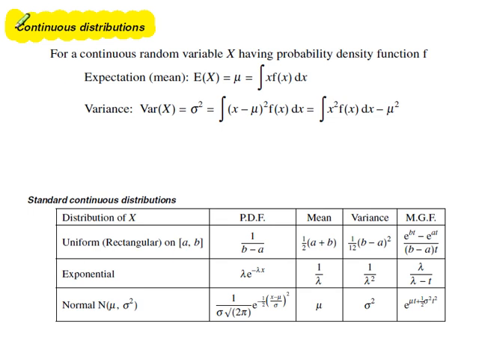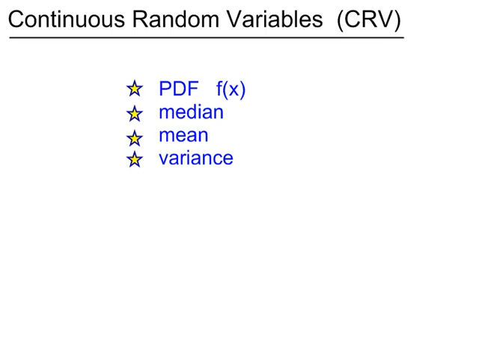And here is the section on continuous distributions, and x here is a continuous random variable, and the normal probability distribution is a good example of something that's a continuous probability distribution. The topic on continuous random variables can be subdivided into the probability density function, calculating the median, the mean, and the variance of a continuous random variable.